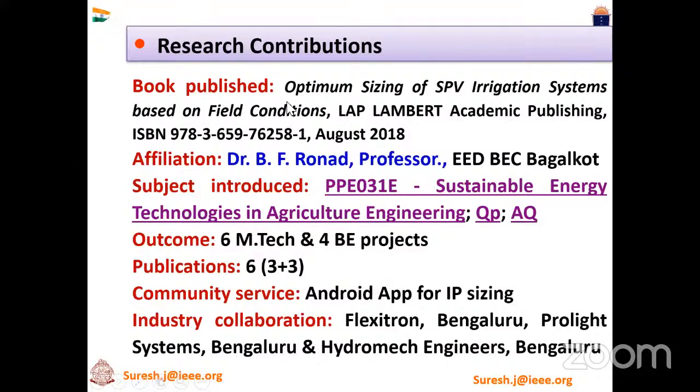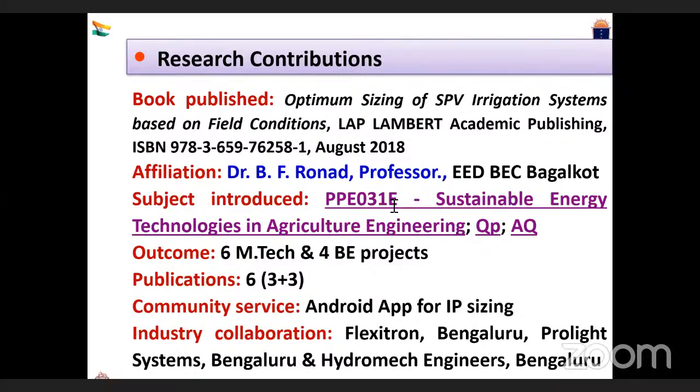He published a book, of course, with me, which I showed, 3 books. This is one of that. Optimum sizing, on that only it is. Then he is presently the professor in our department. This is what he introduced, a subject. I'll show you the subject here. Here it is, you can see. Sustainable energy technologies in agriculture engineering.